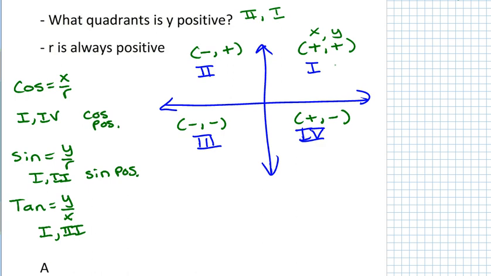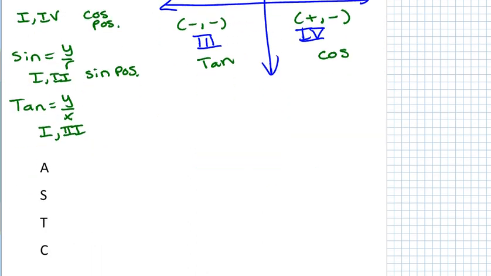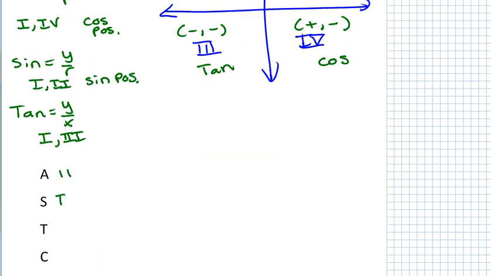So if you look in the first quadrant, sine, cosine, tangent are all positive. So notice they're all positive in the first quadrant. In the second quadrant, the only one that's positive is the sine. In the third quadrant, the only one that's positive is the tangent. And the fourth quadrant, the only one that's positive is the cosine. And a way to remember this is to say that all students take calculus.